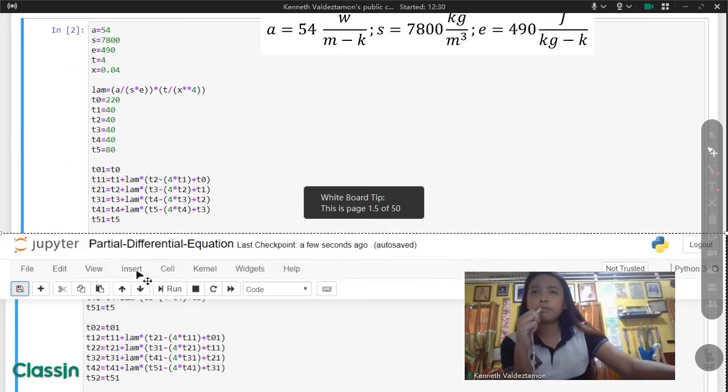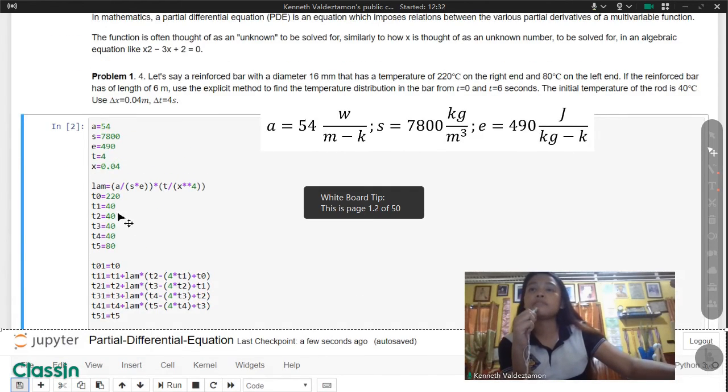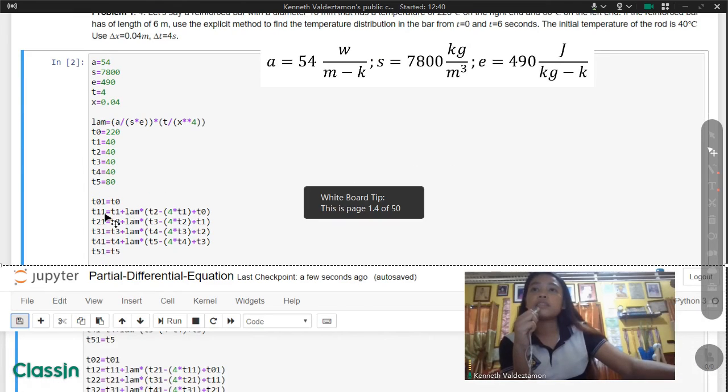So, yun yung mga given na binibigay natin dito. Tandaan lang natin to sa formula, yung A, S, and E natin. And then, pagdating dito sa time 0, T01 is equal to T0, and then T11 is equal to T1 plus lam times T2 minus 4 times T1 plus T0. And then, ganun din sa iba.